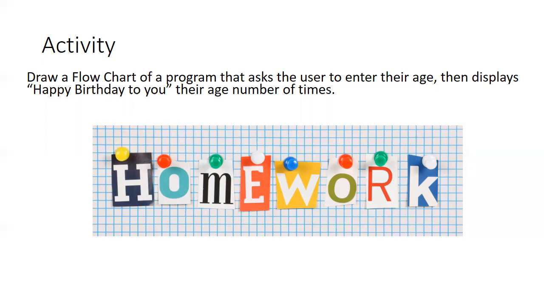Now, once we've got their age, what's the next thing it says to do? Happy birthday to you, their age number of times. So we have to have a loop. This is a counted loop. It's a counted loop because we know how many times we're going to do it. How many times are we going to do it? As many times as their age. And so what we're going to do, and we could put the process before or after the condition, I'm going to put it before the condition just for simplicity. But what that's going to be is we're going to print happy birthday.